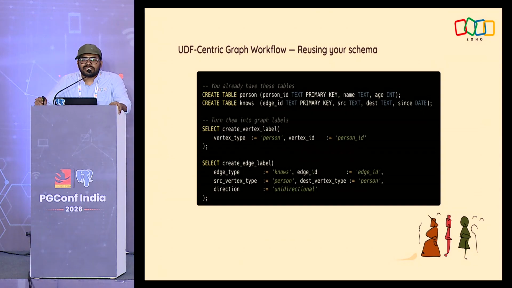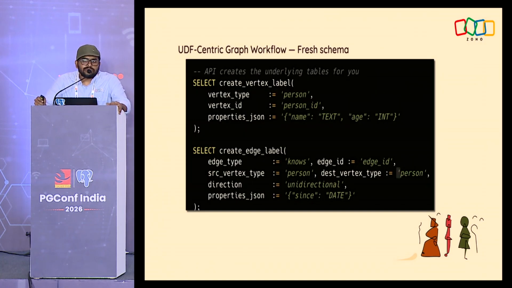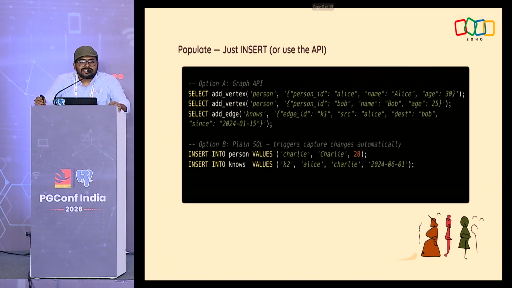To get started, you can mark your tables as vertex and edge. In this example, I'm marking person as the vertex table and knows as the edge table. If you don't already have a table, you can also use our APIs to create one. Since it's an underlying PG table, you can use your existing DML or DDL queries, or you can even use our own graph APIs.